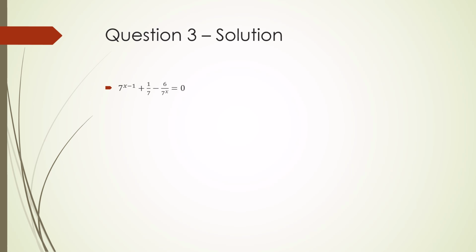Notice that we have a 7 raised to the power of x minus 1 and 7 raised to the power of x. Why not we make it the same? Why not we change this 7 to the power of x minus 1 to a 7 to the power of x? We can do this by multiplying both sides by 7, which gives us this equation here.